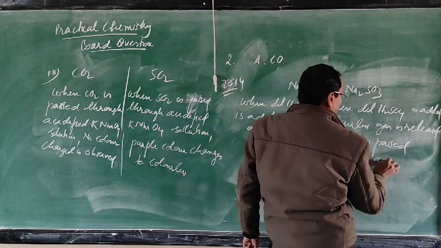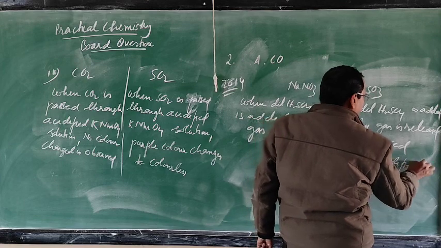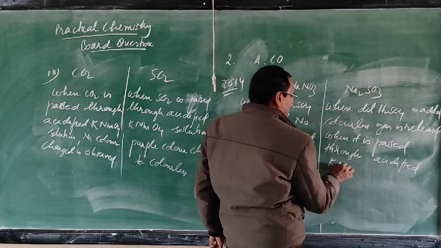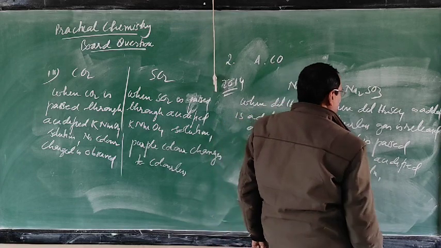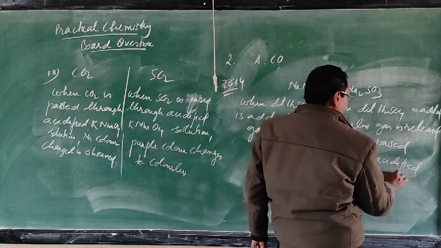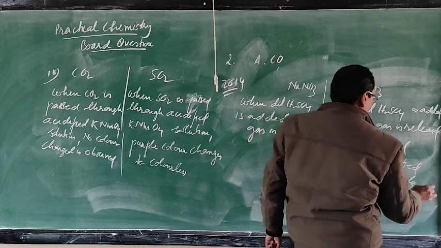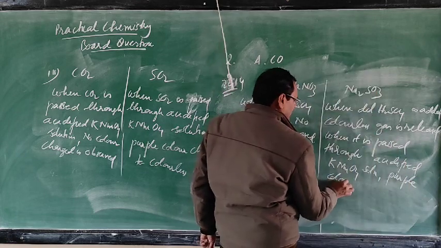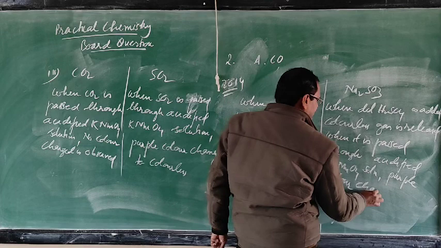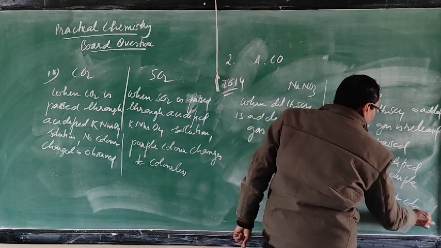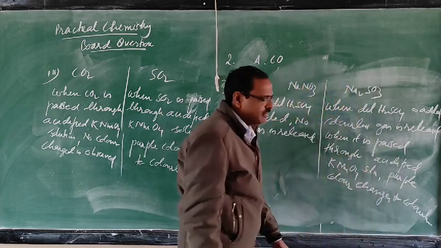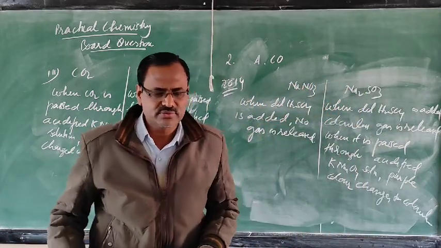acidified KMnO4 solution, the purple color changes to colorless. Purple color changes to colorless.